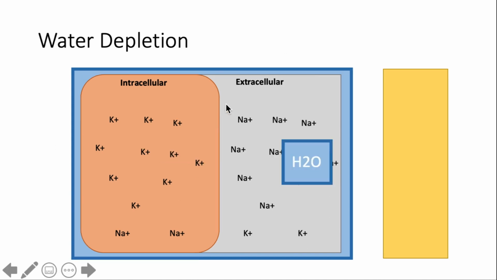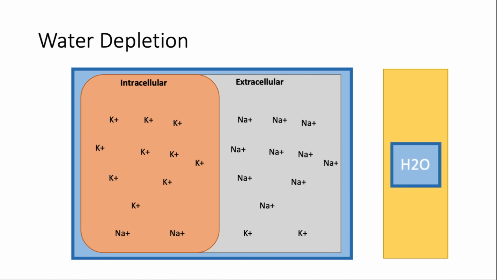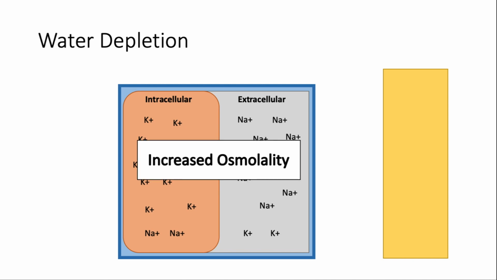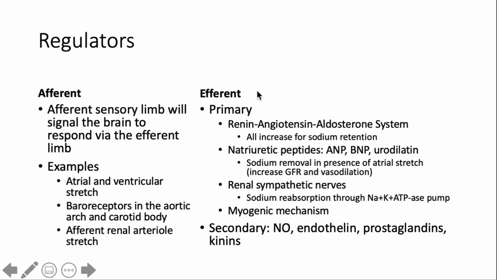Now, in the other circumstance where there's water depletion, where water is moving out of the cells and the extracellular and intracellular areas equalize, we're going to lose water from both. These are people who have dehydration from long trips, long hikes, things like that. So as a result, you're going to increase the osmolality because there's a higher concentration of the solutes in both the intracellular and extracellular spaces.